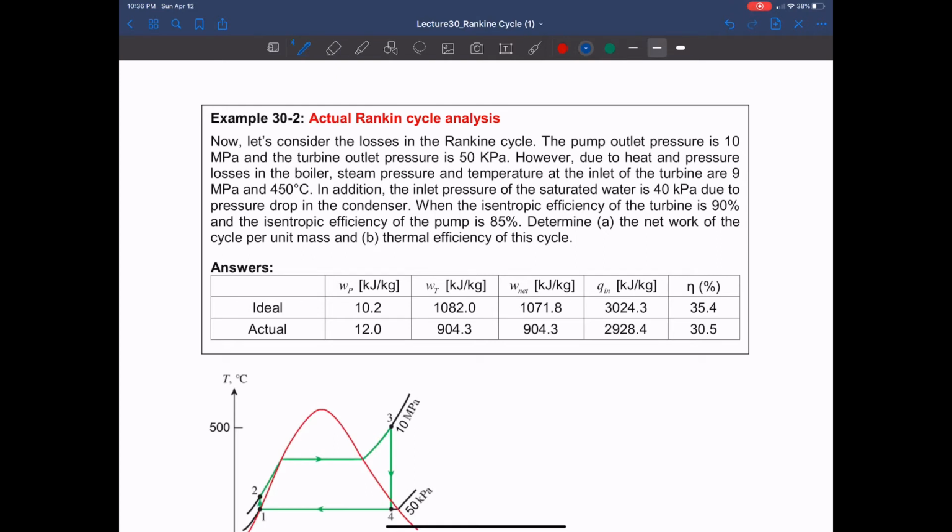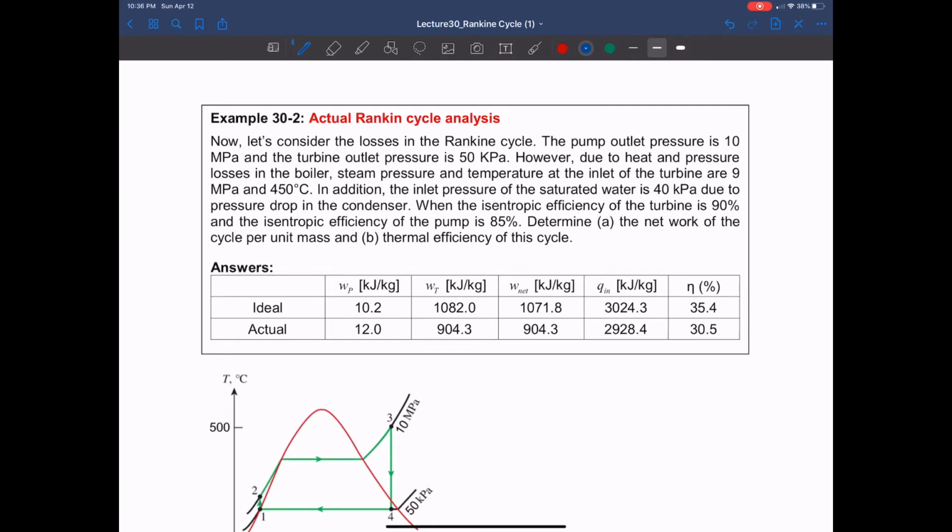All right, so now let's try to look at what kind of loss factors are given. So we have pump outlet pressure still at 10 megapascal, okay? But in the boiler, and also the turbine outlet pressure is 50 kilopascal. So baseline pressures still remain the same. However, we have heat and pressure losses in the boiler, okay, because of friction and certain heat loss.